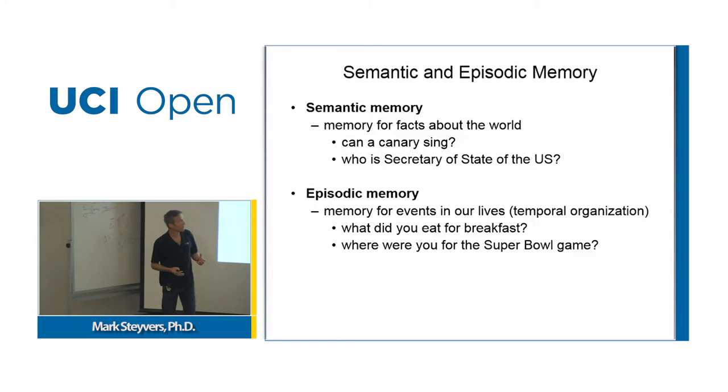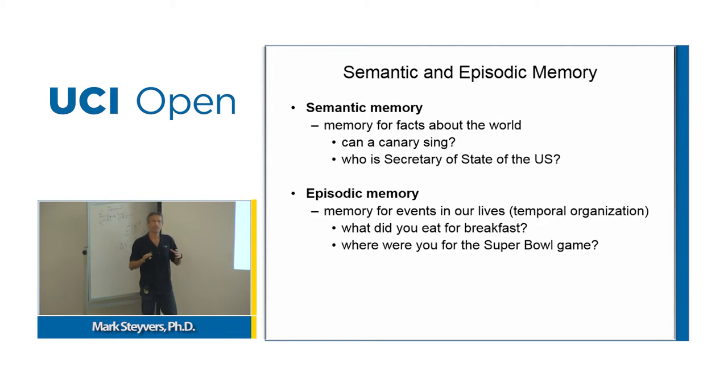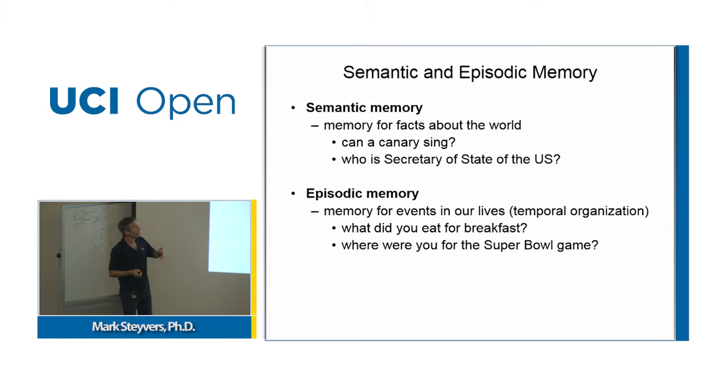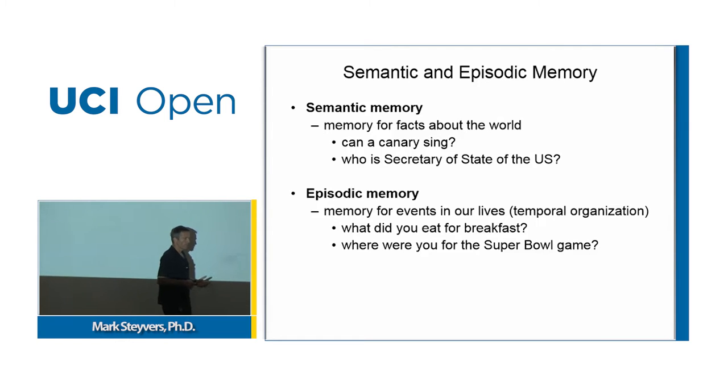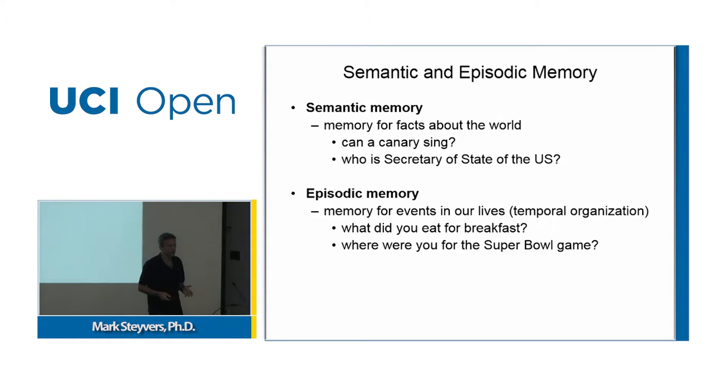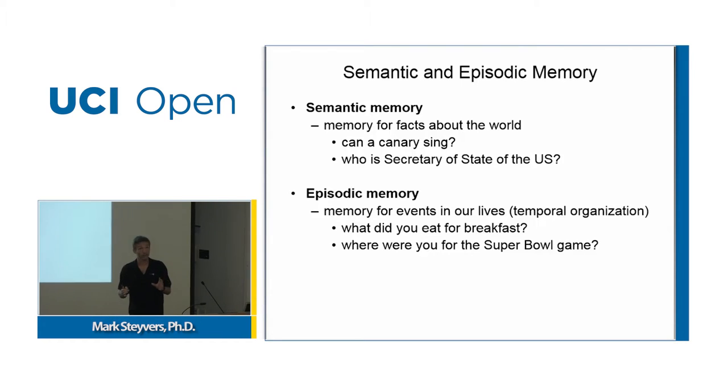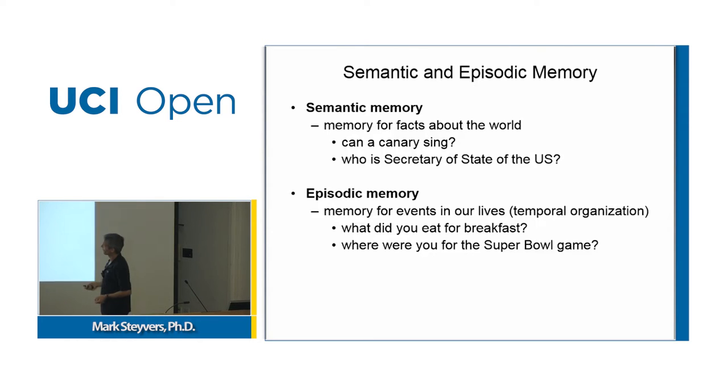But gradually they become semantic memories when they become divorced from the context. When you don't remember the source related to a fact, you don't remember the time at which you learned it, the place where you learned it, then it becomes more like a semantic memory. Episodic memories, on the other hand, are highly contextualized. They relate to a specific time and place.